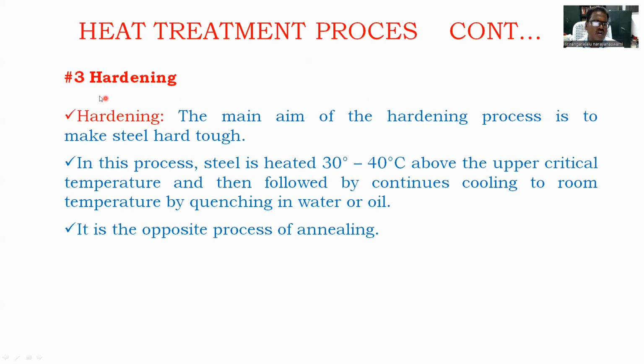Next process is the hardening process. The main aim of the hardening process is to make the steel hard and tough. In this process, steel is heated 30 to 40 degrees centigrade above the upper critical temperature, followed by continuous cooling to room temperature by quenching in water or oil. It is the opposite process of the annealing process.